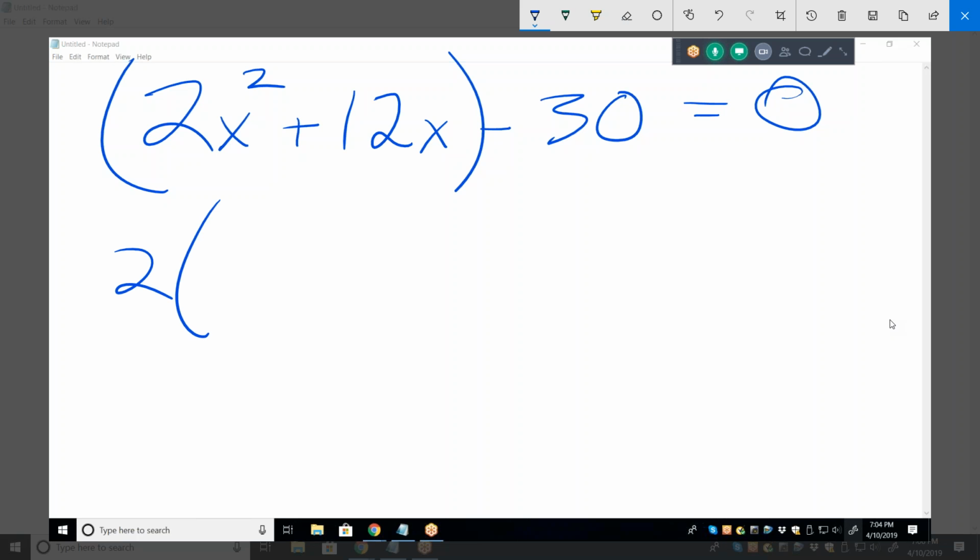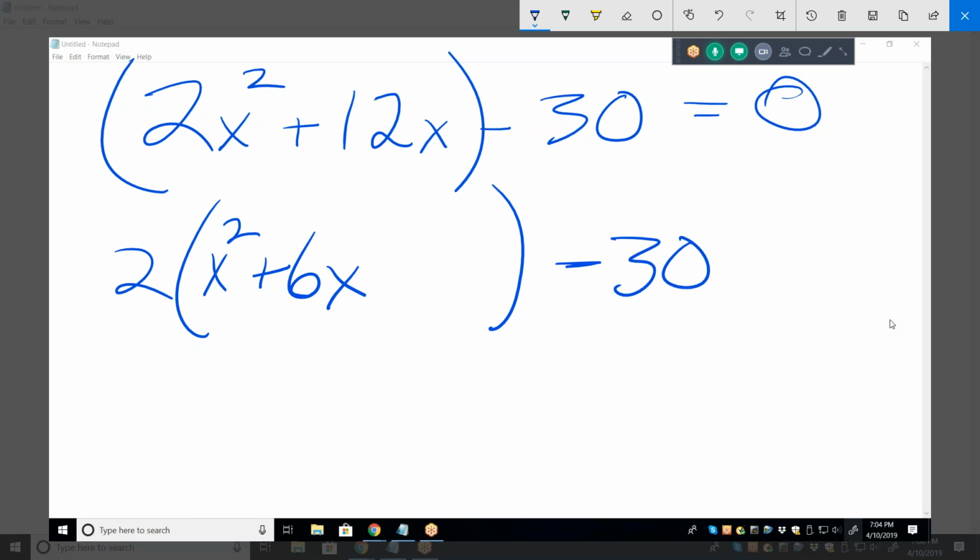What's left? x squared plus 6x. And I leave space here on purpose. Leave the 30 there. So everything's copacetic now. It's the same as we started with. What's next step? Take half of that x coefficient and square it. So 9. And it's always added.